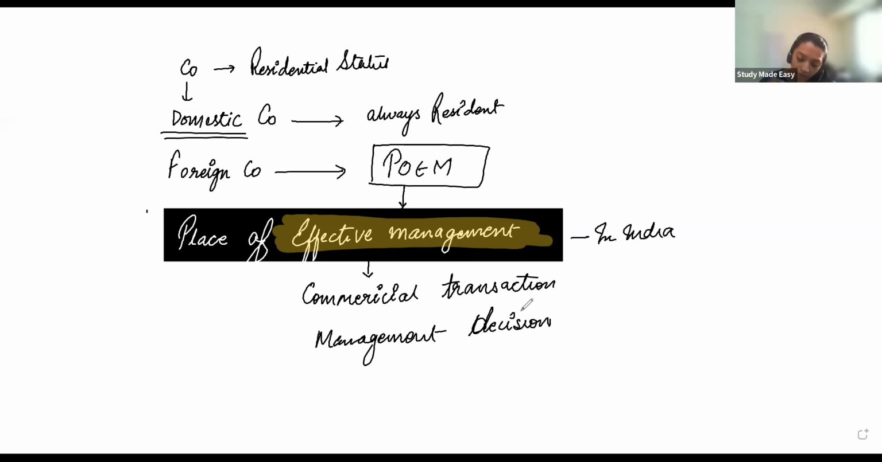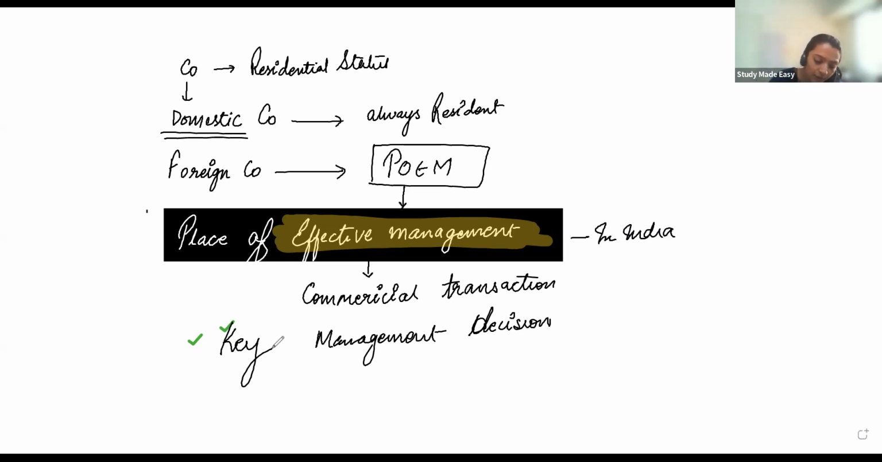When I talk about effective management, it is not your commercial transactions. It is always management decision. And not only should it be management decision, it should be key management decisions. A little bit of management decision is not effective management in India.